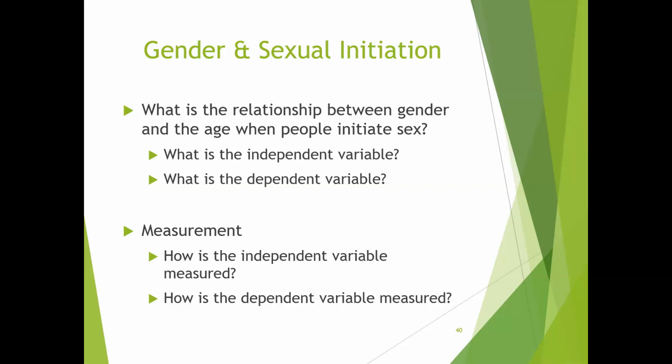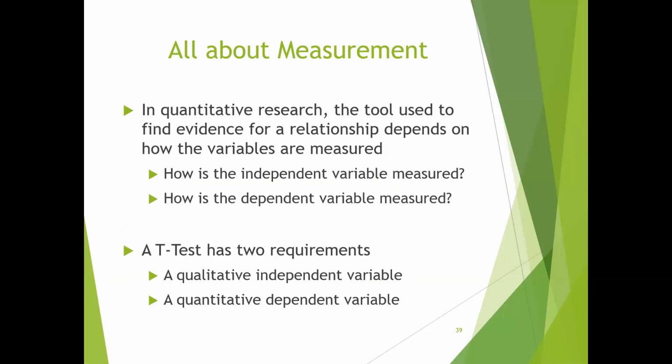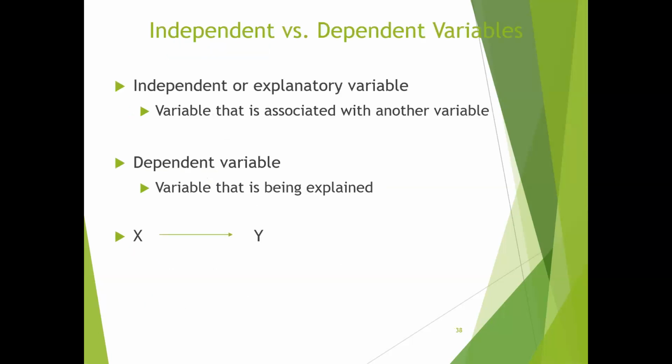Question. I'm trying to get my head around this dependent, independent, this left to right business. So the independent is how X affects Y. Correct. So the way we're asking the question of which one is dependent and which one is independent is if we're looking at how one thing impacts another thing. Correct. So in this case, we are looking at how biological sex, gender, impacts sexual initiation. Correct. Exactly right.